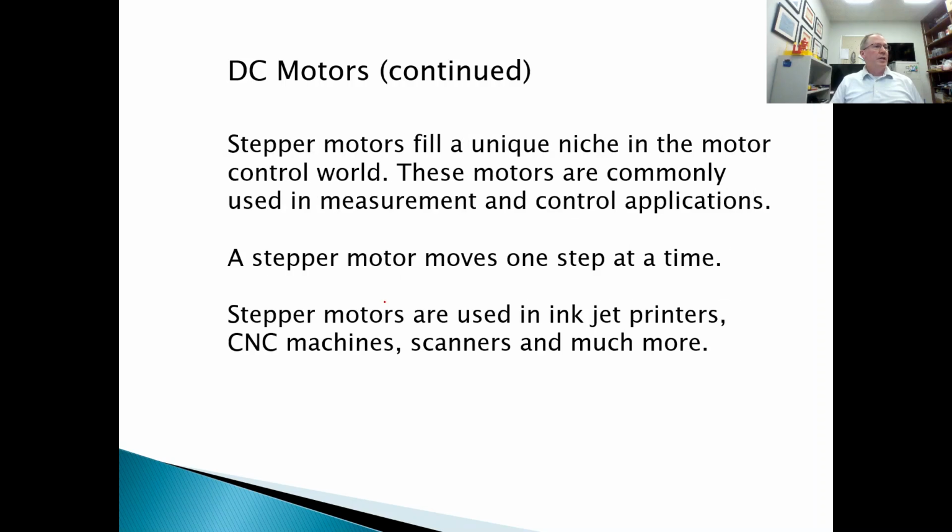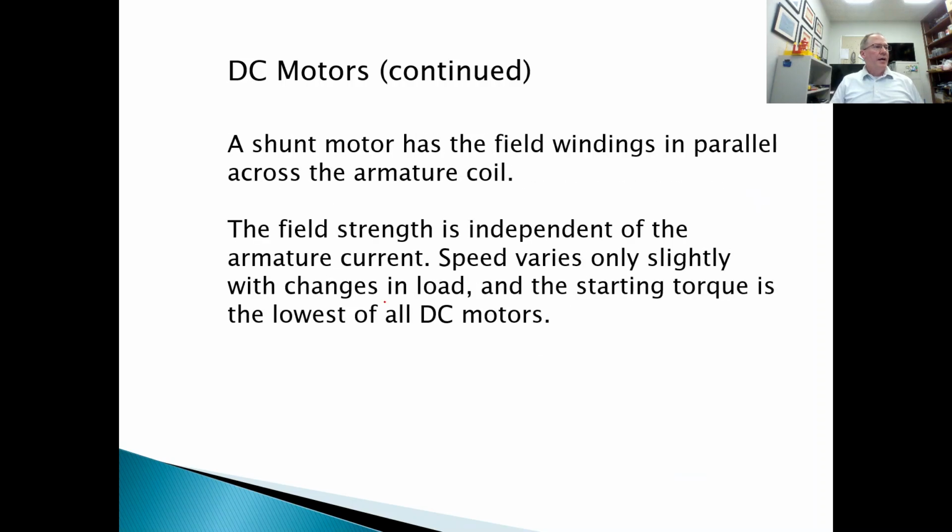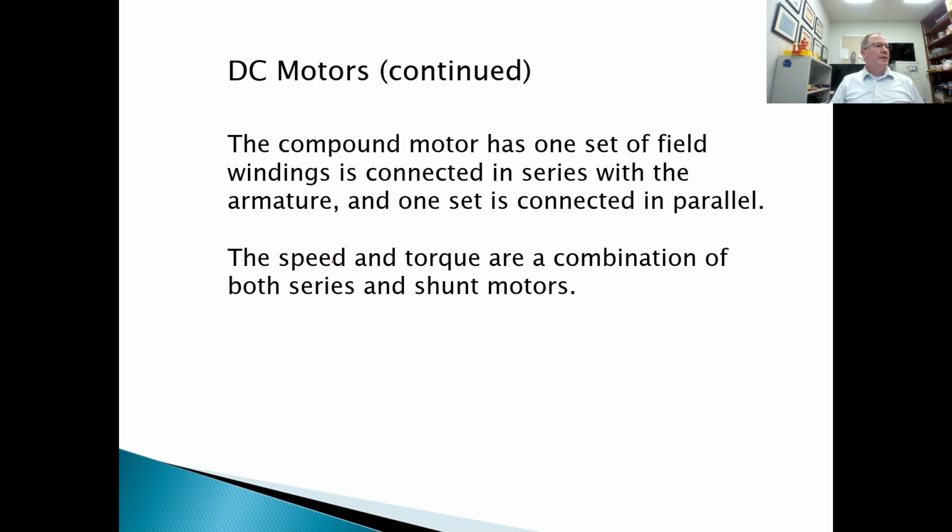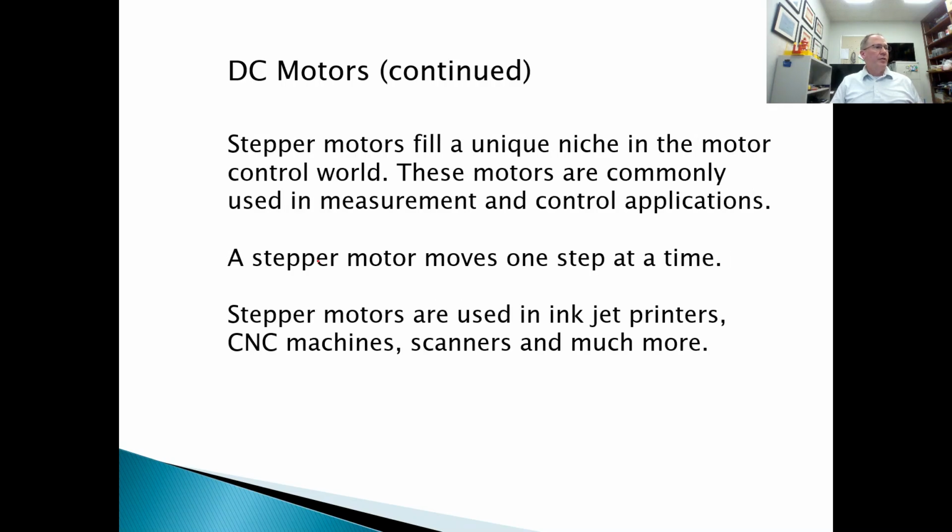All right, so there's different types of motors that you'll see in electronics, and in your Elect 54A, you'll work with some motors in that course, right? It varies. Now, compound motors have one set of field windings connected in series with the armature, and one set connected in parallel. And then the speed and torque are both a combination of the series and the shunt motors.